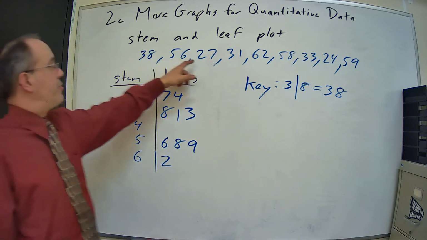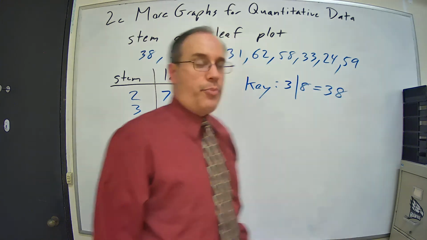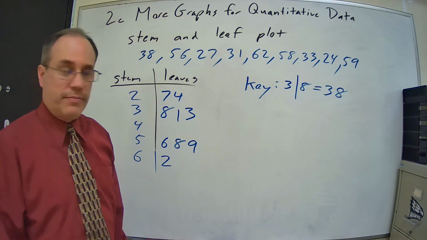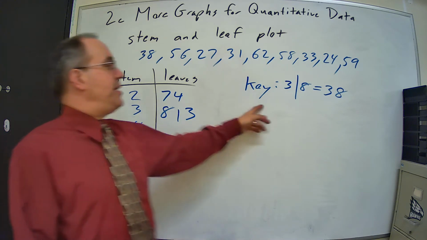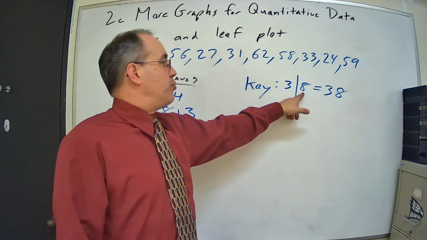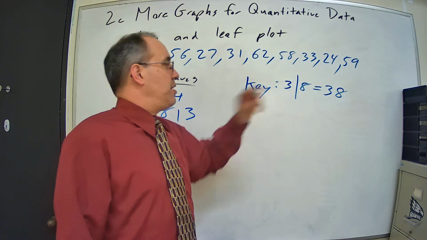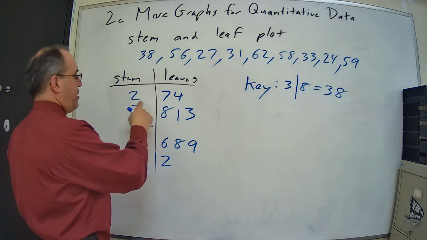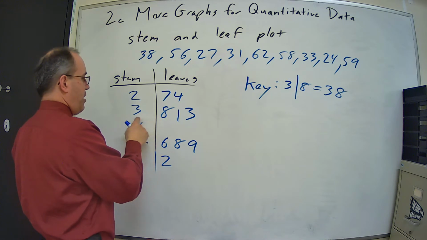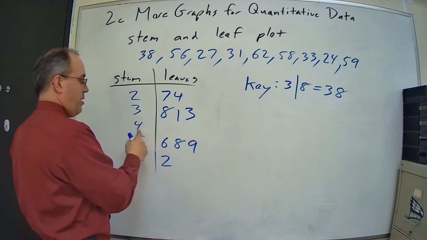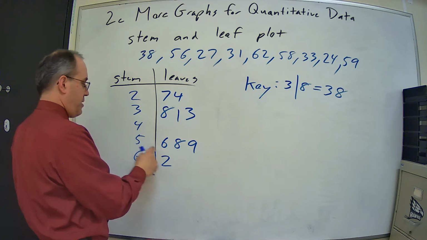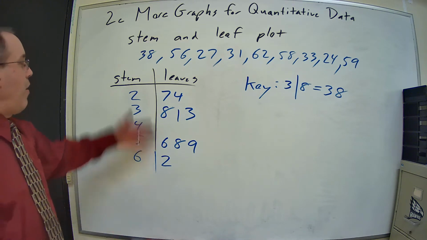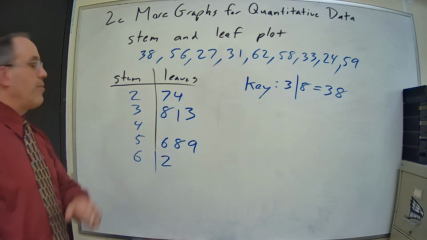So now we had 1, 2, 3, 4, 5, 6, 7, 8, 9 data points. And I see 1, 2, 3, 4, 5, 6, 7, 8, 9 leaves. And notice now, because my key tells me that the leaf is one digit, the ones place, and the stem is the tens and higher, I can read this as 27, 24, 38, 31, 33, nothing in the 40s, 56, 58, 59, 62. So I can read all of my data values directly off of this.